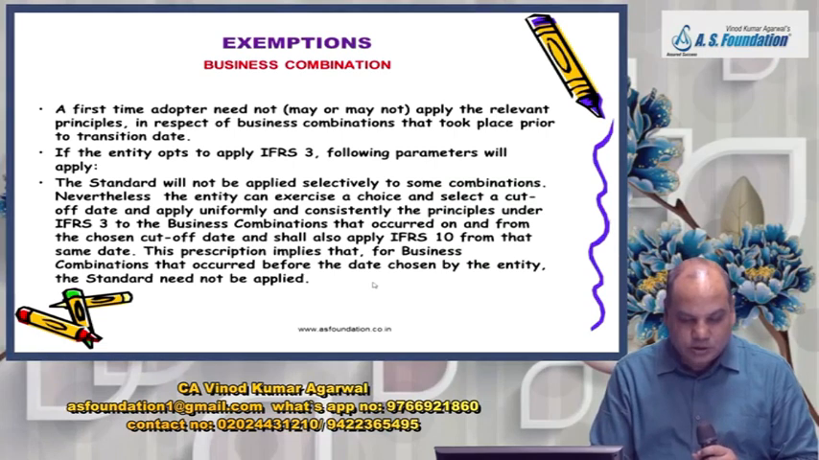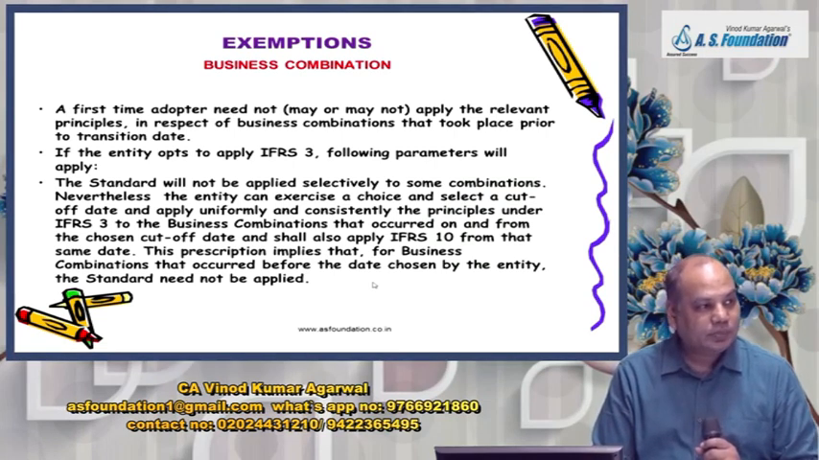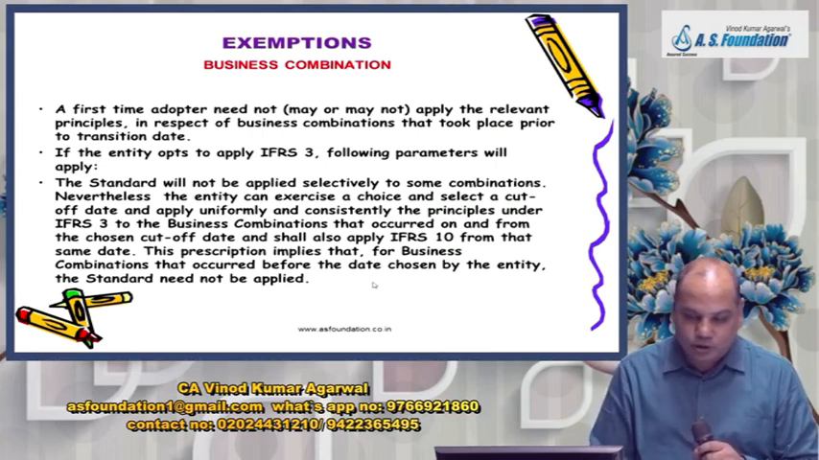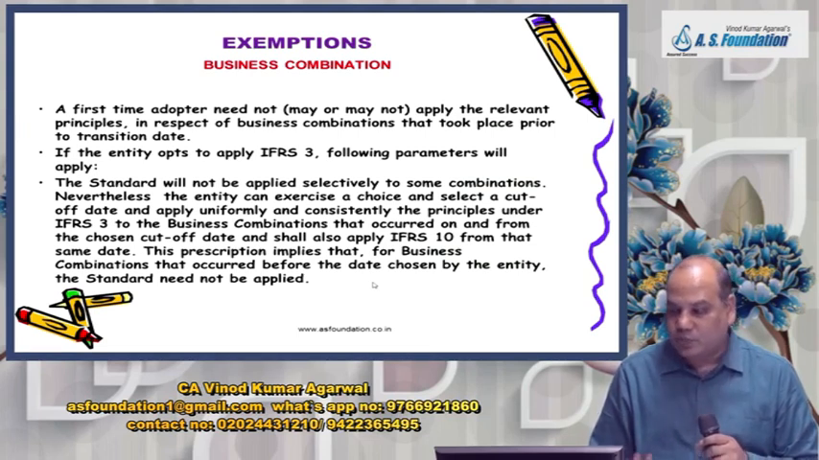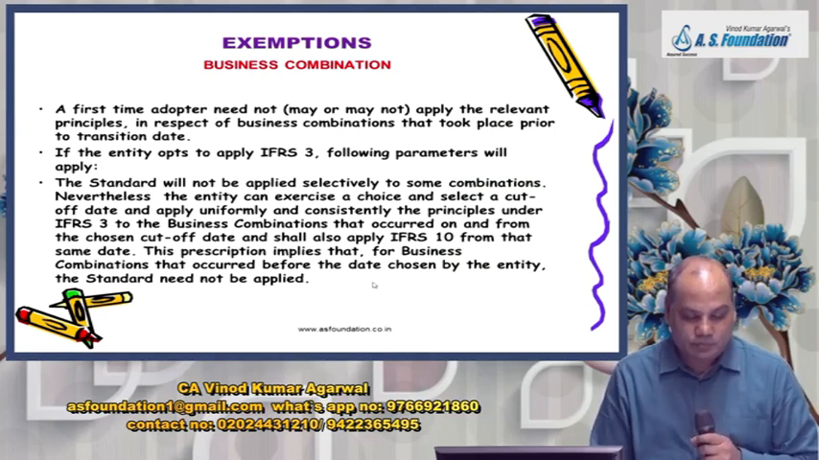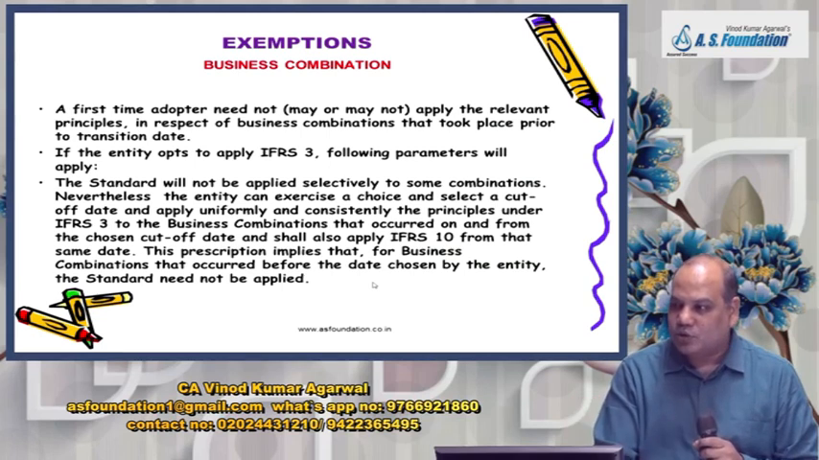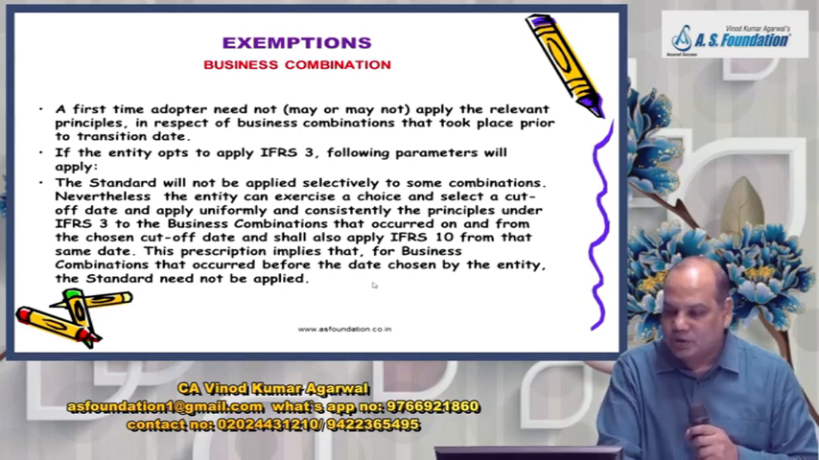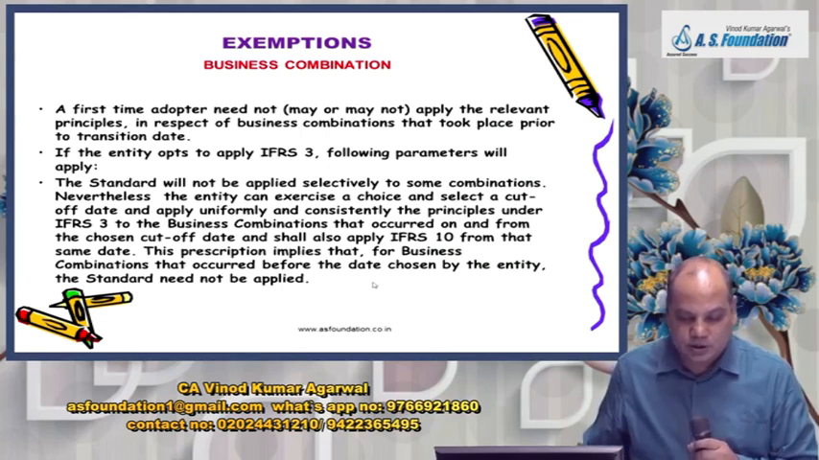Okay, so these were the list of mandatory exemptions. Now there are voluntary exemptions. Under the voluntary exemptions, one paragraph they have separately given for business combination. And then other voluntary exemptions. Business combination is also a part of voluntary exemption only, but they have mentioned it separately in the standard.